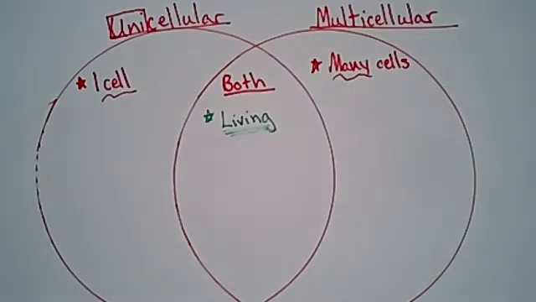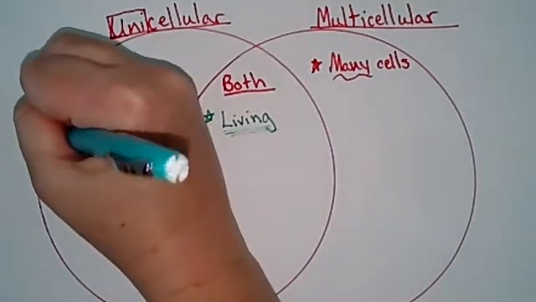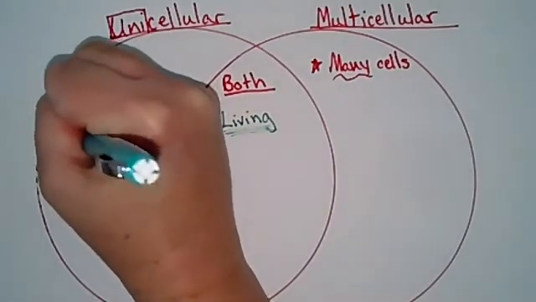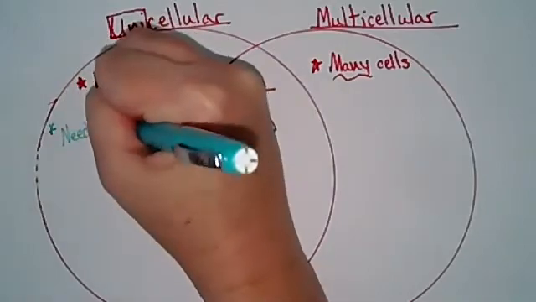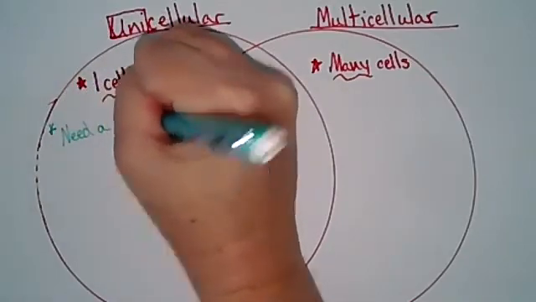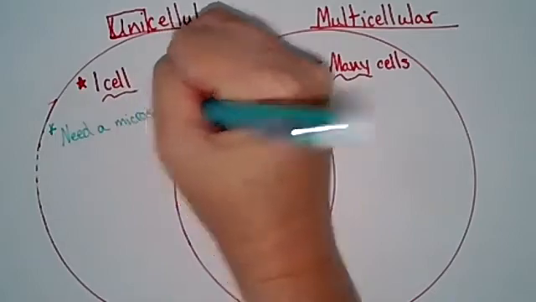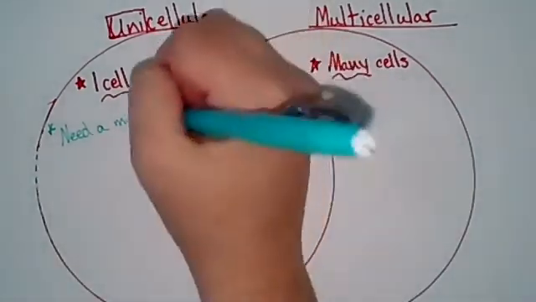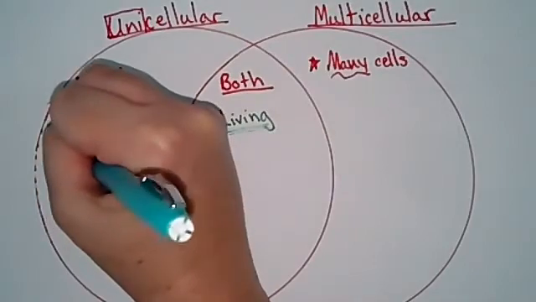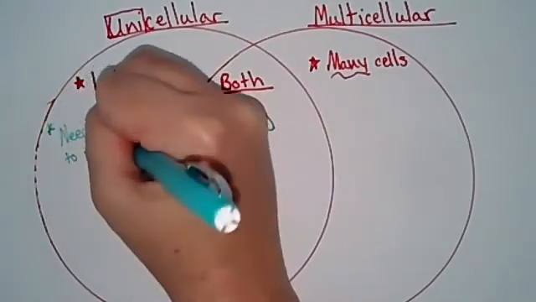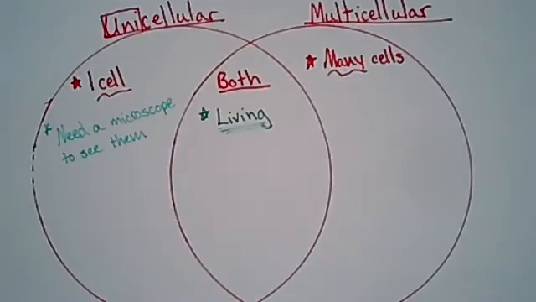All right. Now, here is something that is only single-celled. For a single-celled organism, you need a microscope to see them. And yesterday on your slideshow, they showed you an example of a microscope. Need a microscope to see them. Okay, they are tiny, tiny, tiny, tiny, tiny. Okay, you can't see them with just your eyeball. All right.